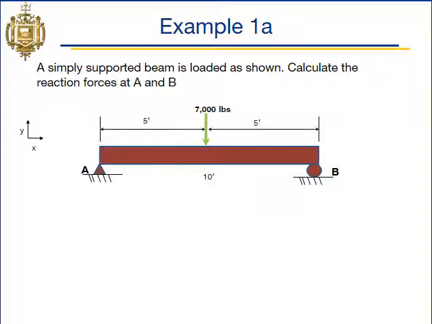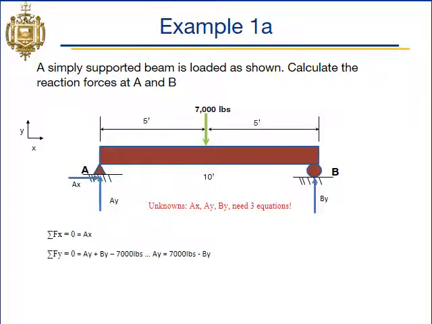All right, so we'll quickly go through this. We need to define our unknown reactions: AX and AY at the pin, and just BY at the roller. Looks like we have everything we need to solve for our three unknowns, so we just need our three equations. First equation, sum of forces in x equals 0, and the only thing in the x direction is AX, so AX is going to equal 0. Second equation, sum of forces in y equals 0, so AY plus BY minus 7,000 pounds equals 0, and we can deduce from that that AY equals 7,000 pounds minus BY.